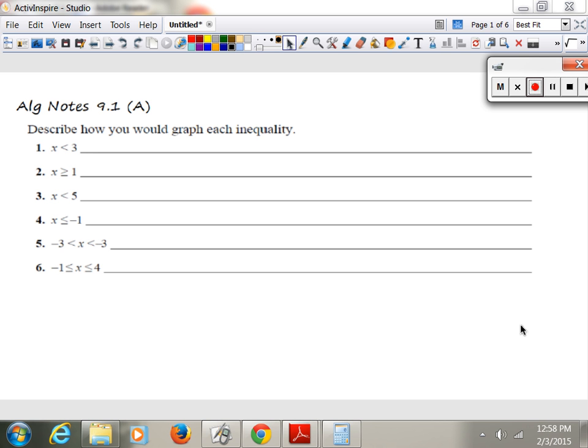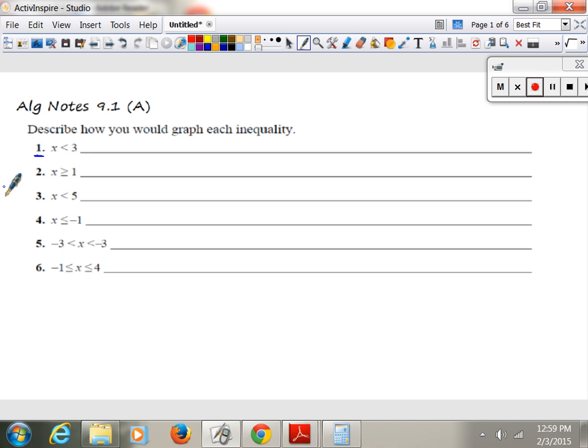1 through 6 are asking us to describe how you would graph it. In other words, what would the graph of this number 1 look like? What would that look like on the number line? Would it be an open dot? Would it be a closed dot? Would it be to the right, to the left?